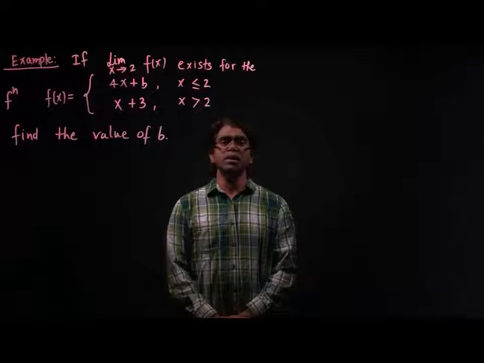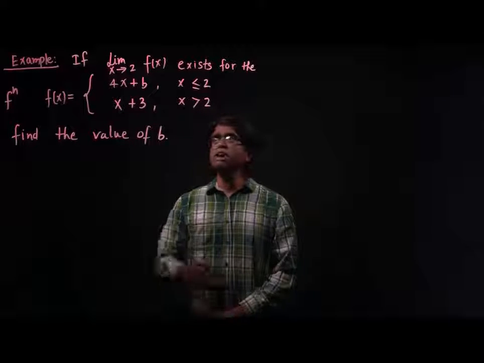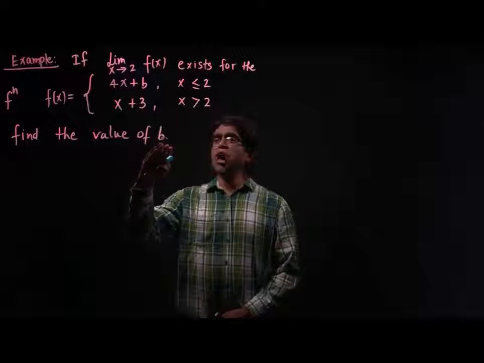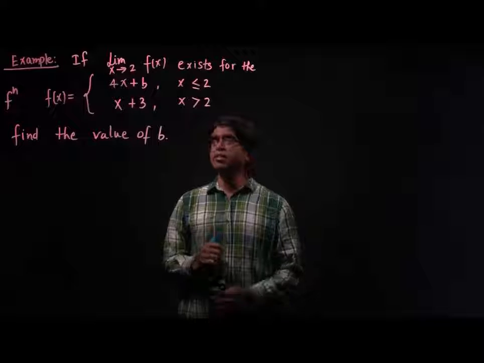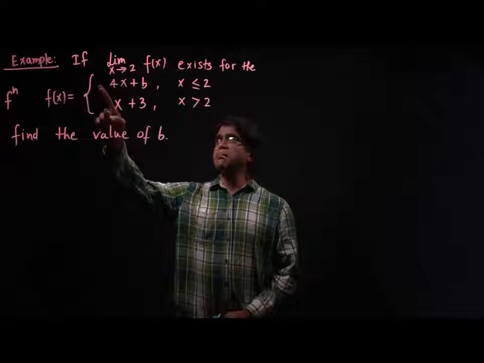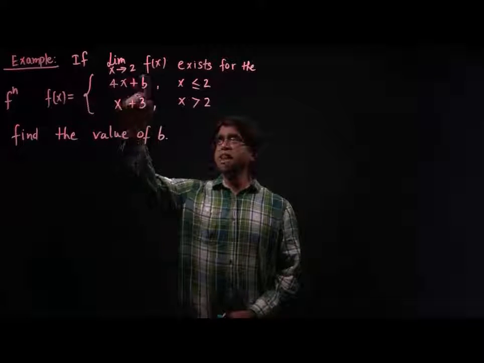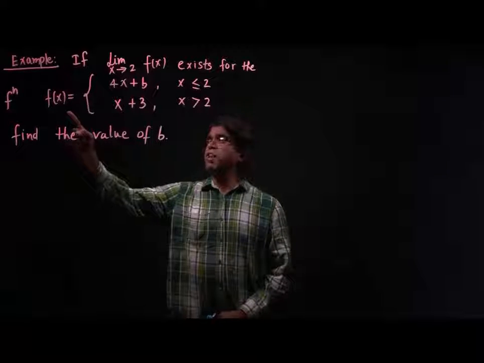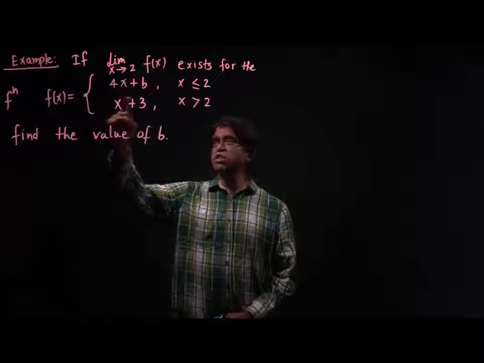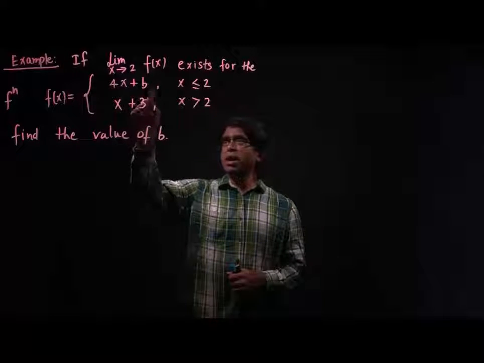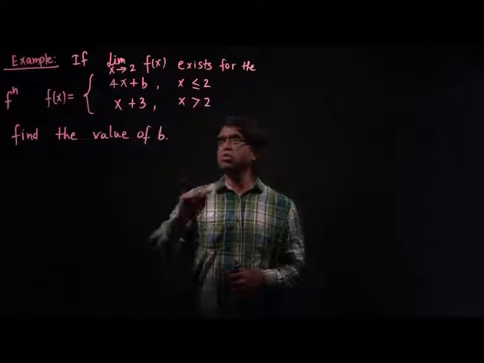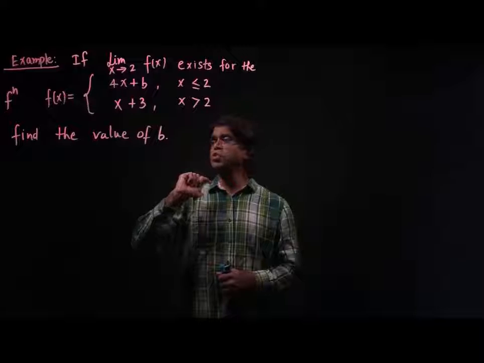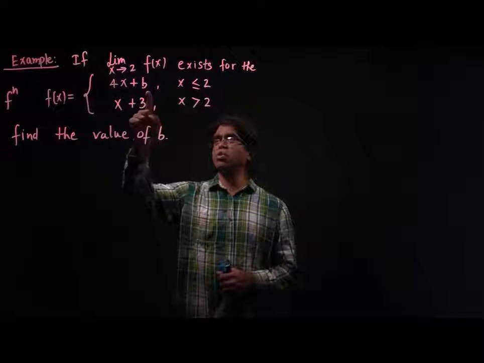Let's consider an example of finding the limit when the limit exists and we need to find the value of the unknown, which is b in this case. The example says that the limit exists at the point x tends to 2 for f(x), and my function is a piecewise function where the first part is when x is less than or equal to 2, and the second part is when x is greater than 2. And we need to find the value of the unknown, which is b.